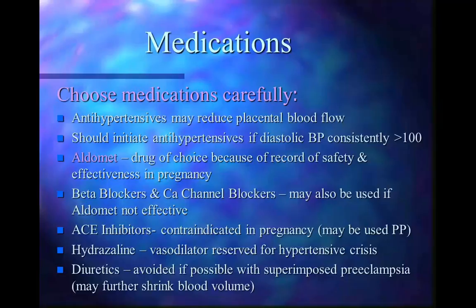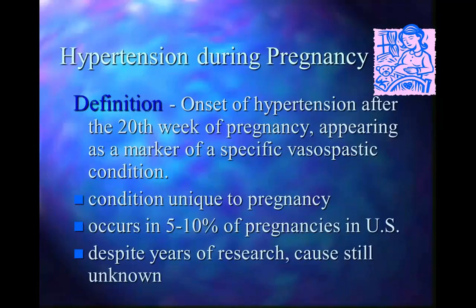Hydralazine is a vasodilator, but you reserve it for any hypertensive crisis. And we really try to avoid diuretics if possible, especially if they already have superimposed preeclampsia, because it may further shrink their blood volume. So let's now move to the more common situation of hypertension during pregnancy.